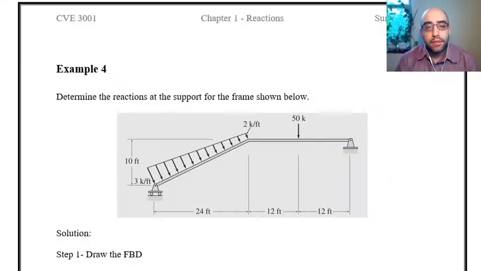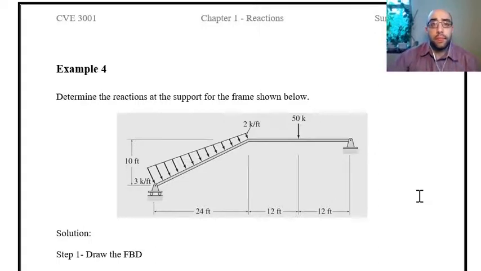All right. After the quick review of finding the force components, now let's take a look at this example that I have as example 4 in the list of examples and see how we can find the reactions in this kind of frame over here.